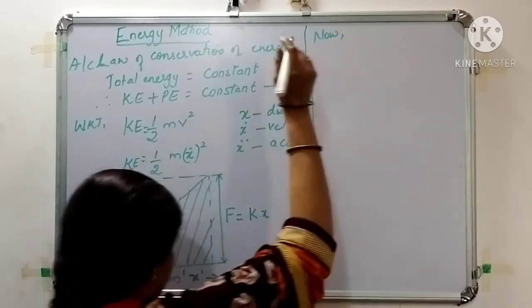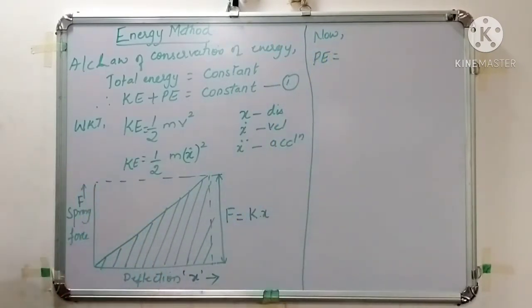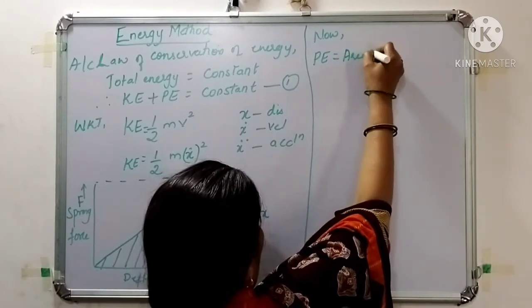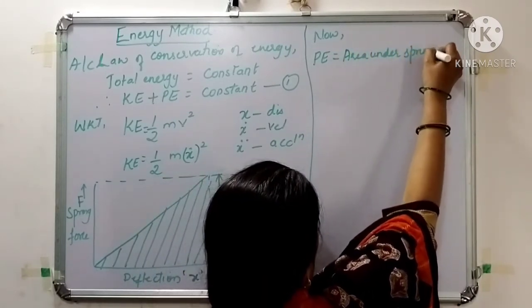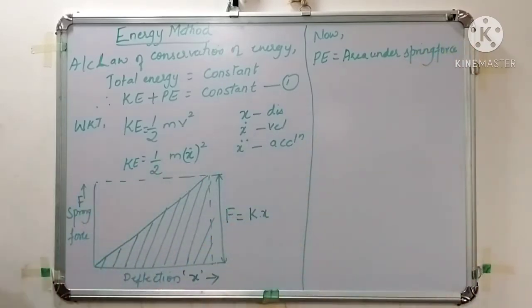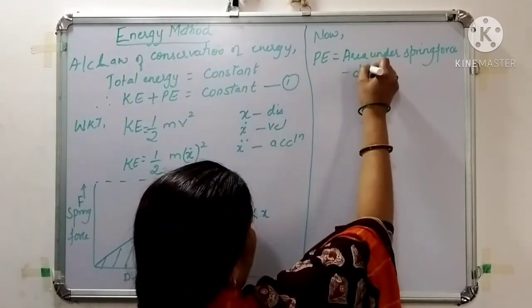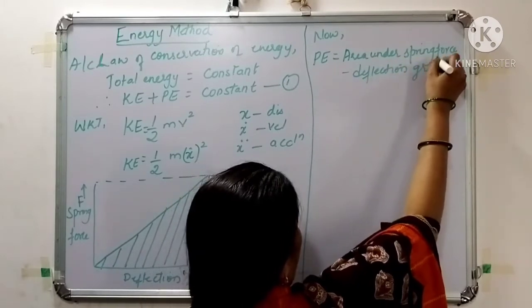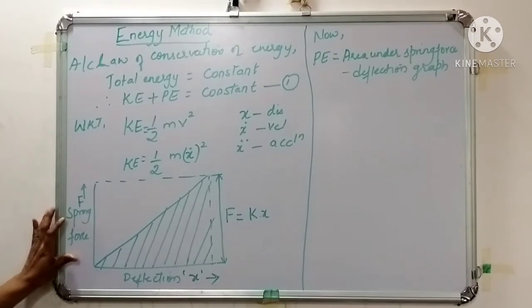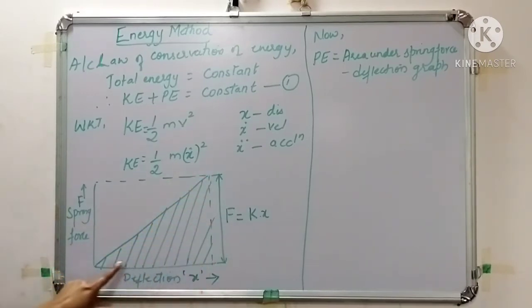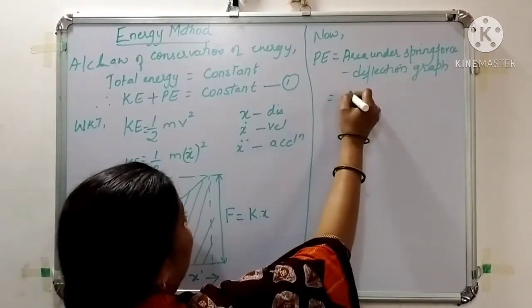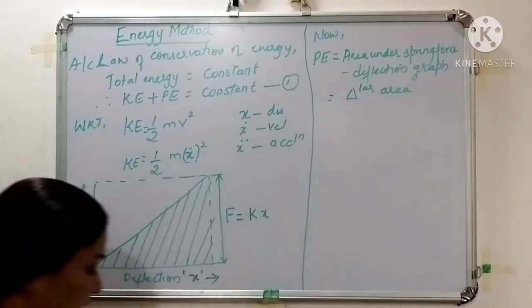Now, potential energy is because of the spring. So therefore, I have taken this spring force versus deflection. Potential energy is equal to the area under the spring force deflection graph. What is this hatched portion? It is in the form of a triangle, so it is a triangular area.